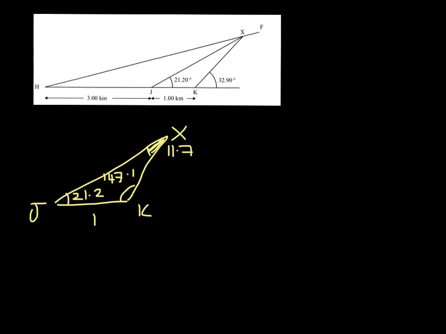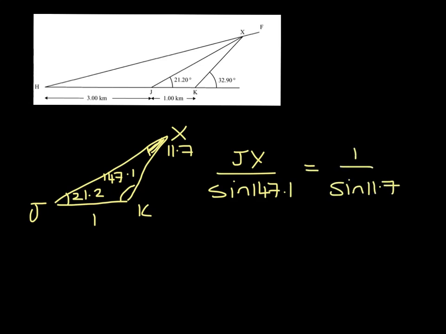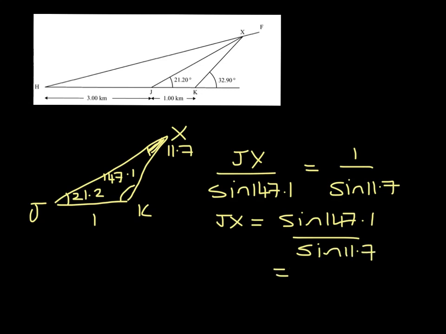11.7. So that tells me that JX divided by the sine of 147.1 has to equal 1 divided by the sine of 11.7. So cross multiplying, JX is the sine of 147.1 divided by the sine of 11.7, which is 2.678. So that's 2.68 kilometres.